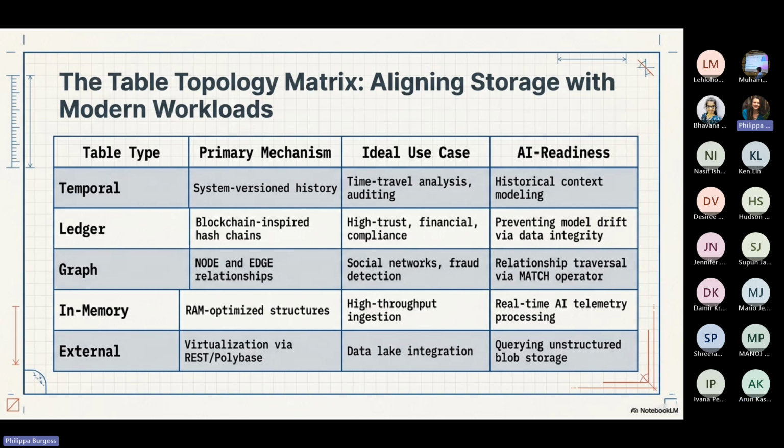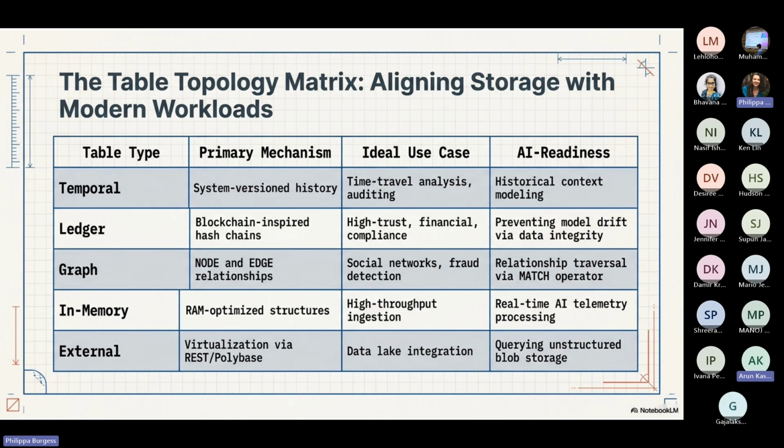As we know, I spend half my day fighting with AI because sometimes it gets it right, sometimes it gets it wrong. So ledger is really important so that you're not going to have hallucinations, especially when it comes to high-trust financial or compliance data. With ledger, everybody knows who's touched it, when, and what was changed, and that is handed down. And then graph: node and edge relationships.